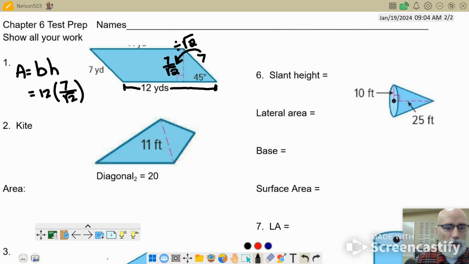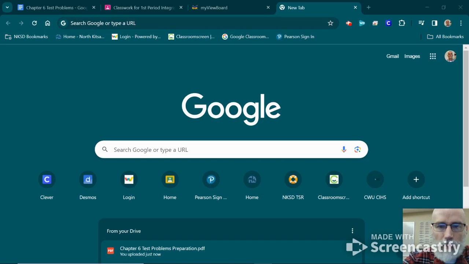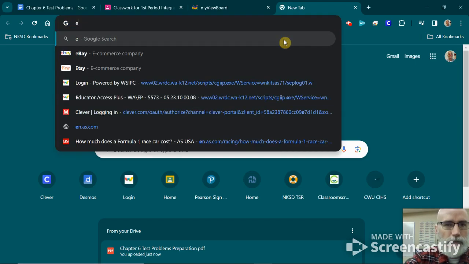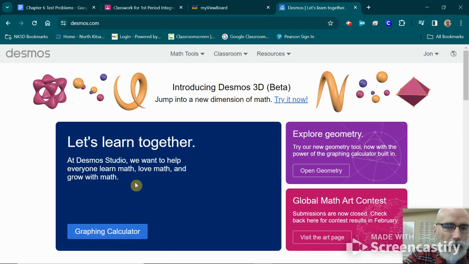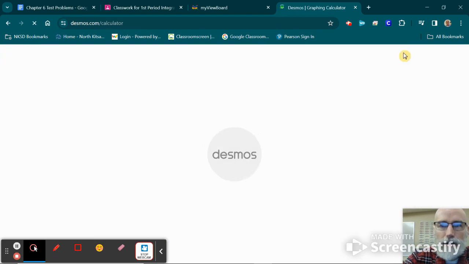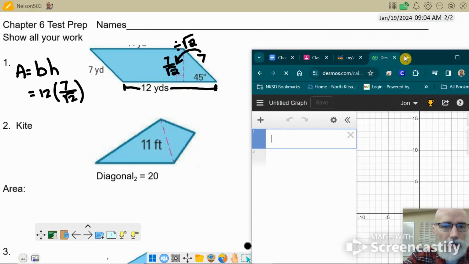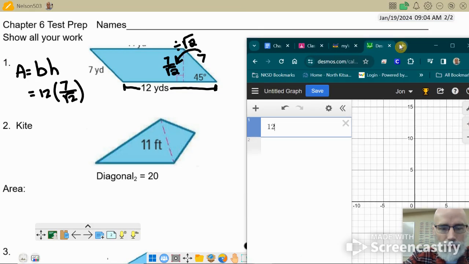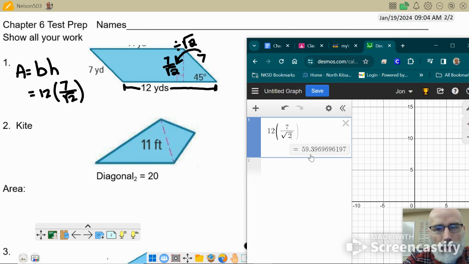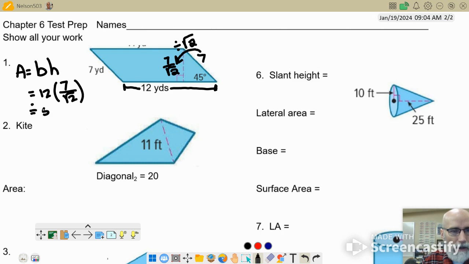And then we jump over to Desmos. Oh boy, I don't have a Desmos open. Sorry about that. Let's see here. We're going to try and do 12 times 7 divided by square root of 2. Remember, SQRT gets you the square root. So we get 59.4, right? I'm going to ask you to round everything to the tenths place on the actual test.